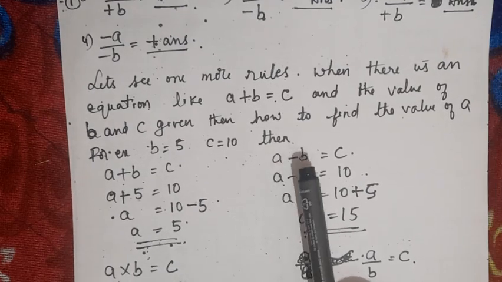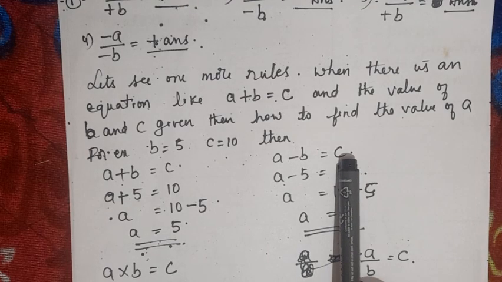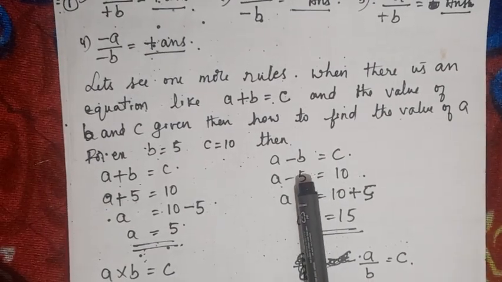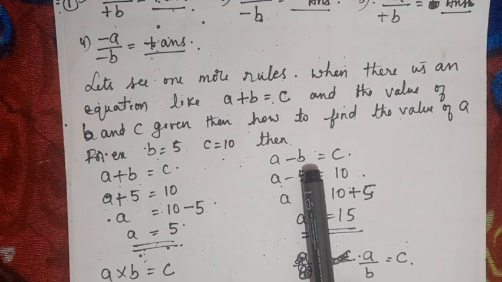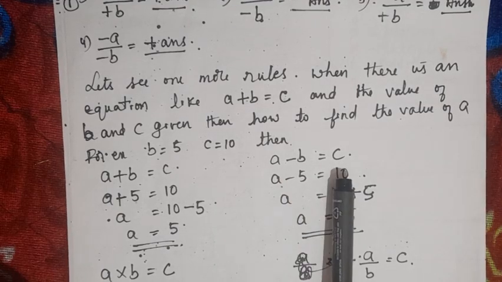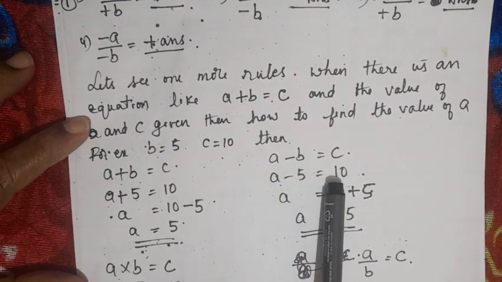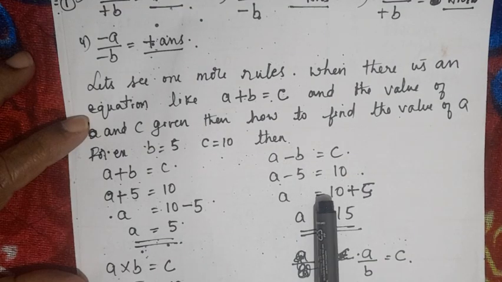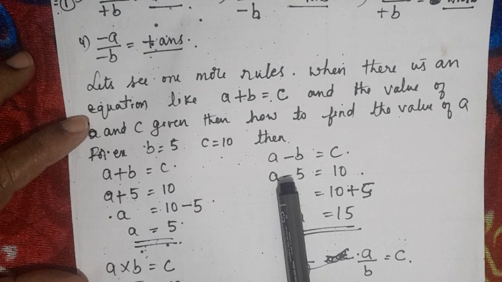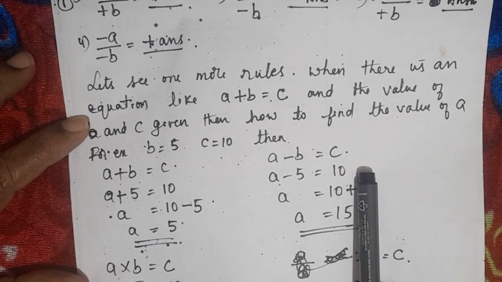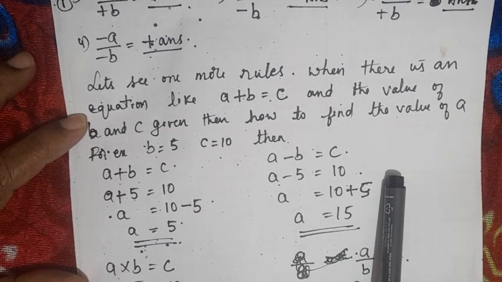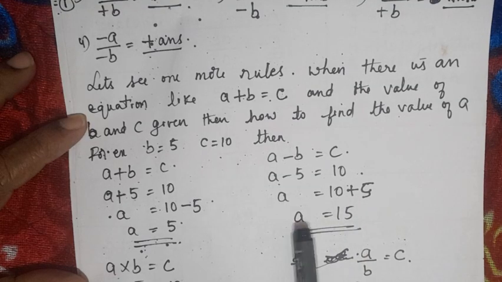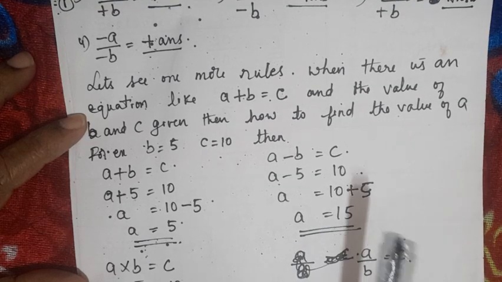Now in the same way, a minus b is equal to c. It's an equation. In that, you write the values of b and c, that is 5 and 10. A minus 5 is equal to 10. Now if you want to find the value of a, then a is equal to 10. When minus 5 comes to the other side of the equation, that is the right side, it will become plus 5. Now a is equal to 10 plus 5 is equal to 15.